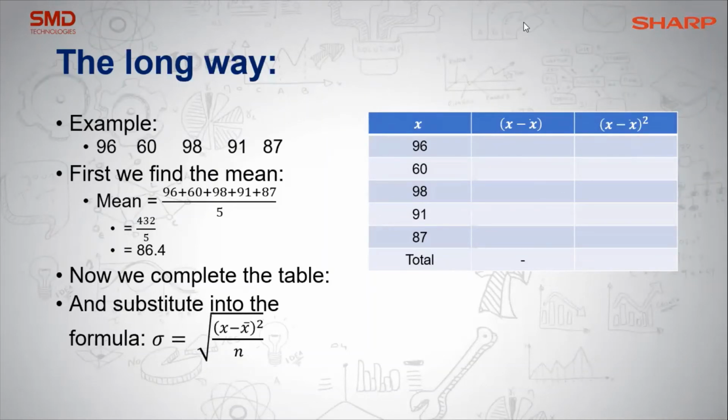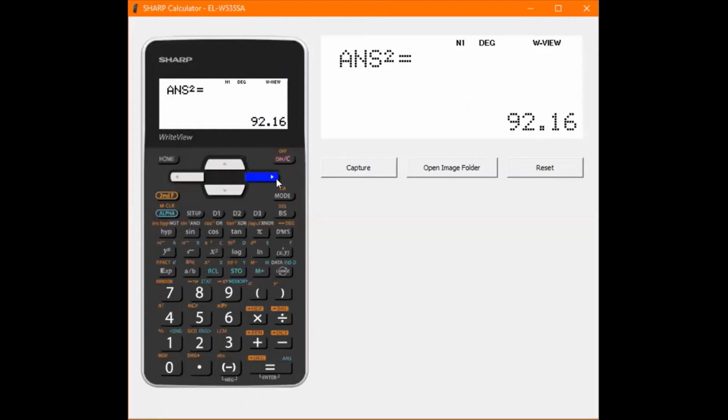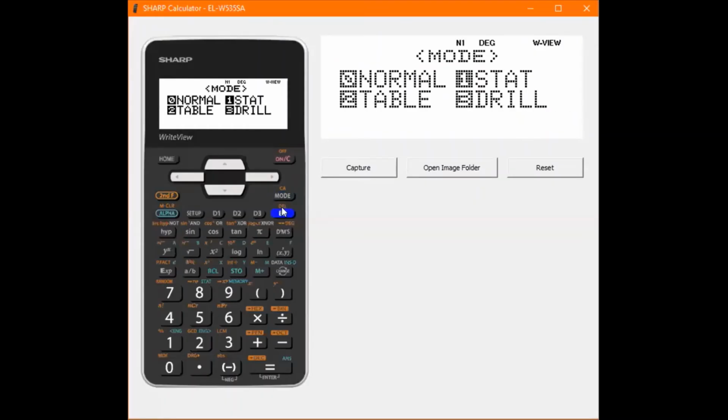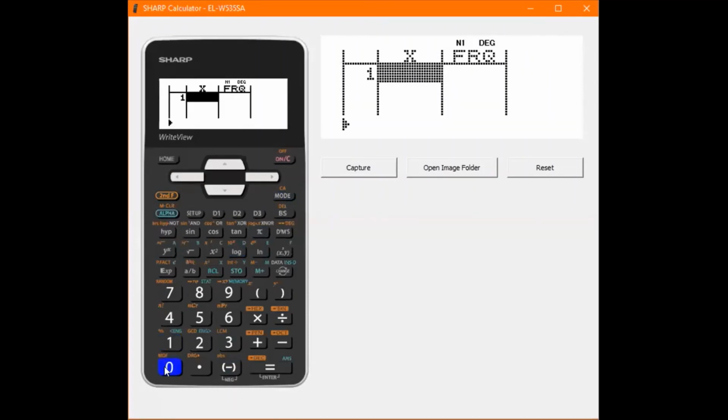So you do actually have the ability to do it on the calculator, and that's what I want to show you now. So on our calculator, we have stats mode. So we're going to say mode, 1 for stat, and then 0 for single data. Then we just type in our data points. We're going to say 96 equals 60 equals 98 equals 91 equals and 87 equals.